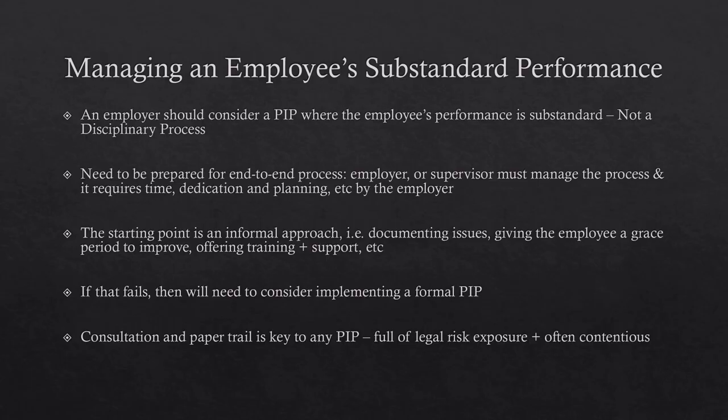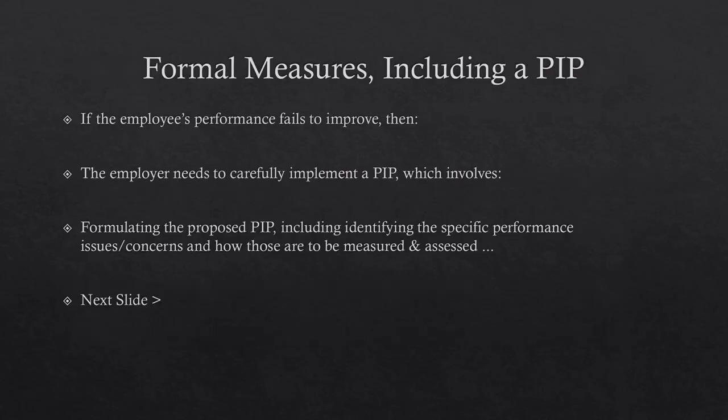Consultation and a paper trail is key to any good performance management process because it is full of legal risk exposure and they're often very contentious. Once an employer has passed through an informal stage, then it will need to consider formally implementing a PIP, where the employee's performance fails to improve over time. The employer needs to be careful about how it goes about implementing a PIP, which involves formulating the proposed PIP, so a written framework, which includes identifying the specific performance concerns or issues, what those are all about, and how those issues are to be measured and assessed over time.